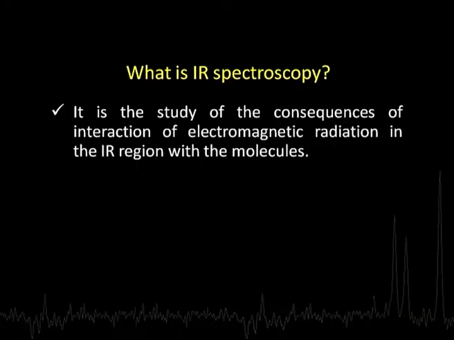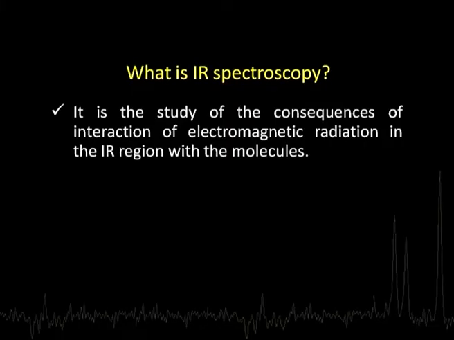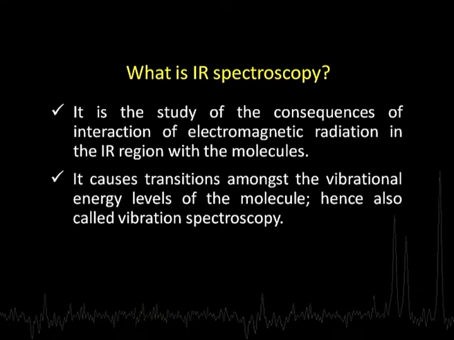Okay, let's make a beginning by asking ourselves what is IR spectroscopy. IR spectroscopy basically is a study of the consequences of interaction of electromagnetic radiation in the IR region with molecules. Spectroscopy in general, we know, is the interaction of radiation and matter. When the interaction happens to belong to the IR region of the electromagnetic spectrum, we call it IR spectroscopy. Now, when we take radiations in the IR region and interact with molecules, this causes transitions amongst the vibration energy levels of the molecule. That is why this is also called vibration spectroscopy.